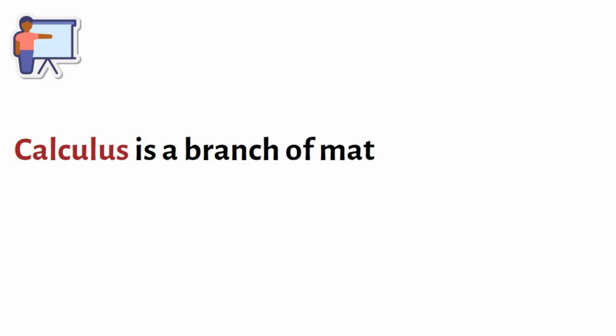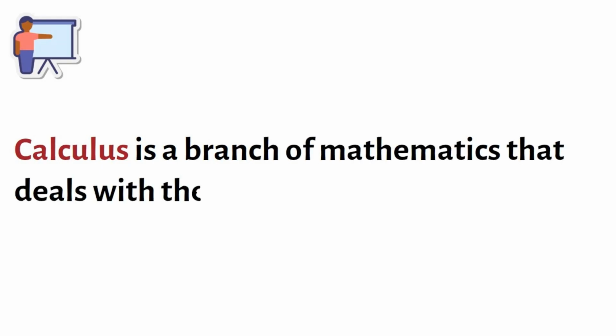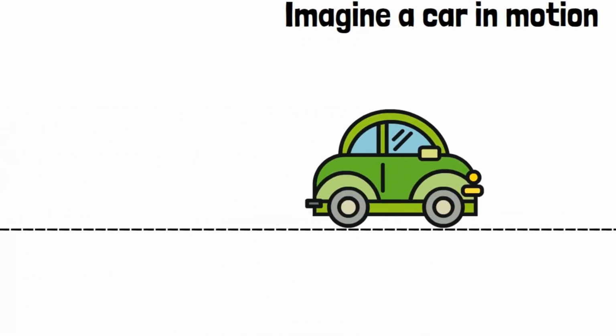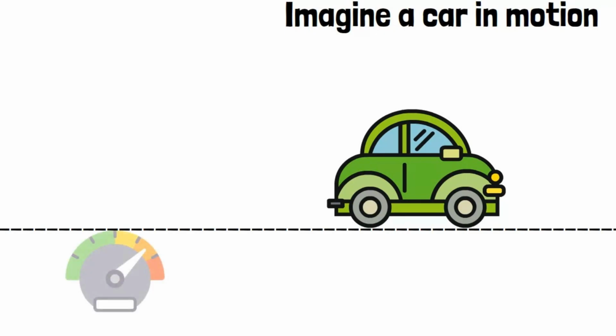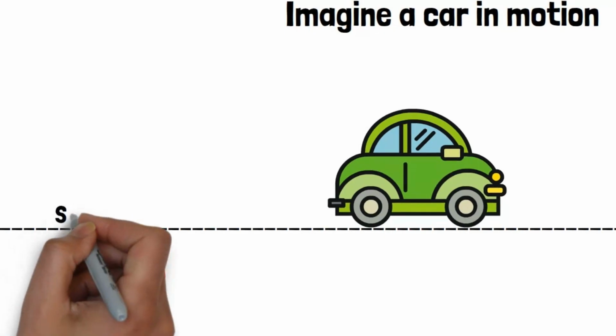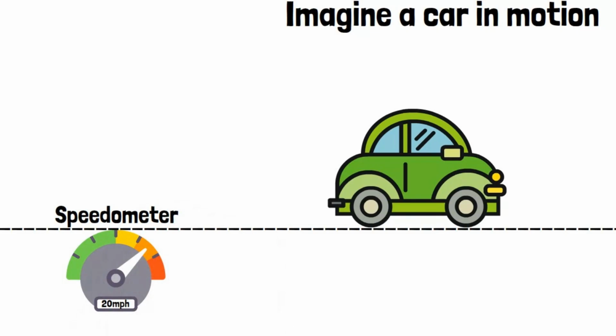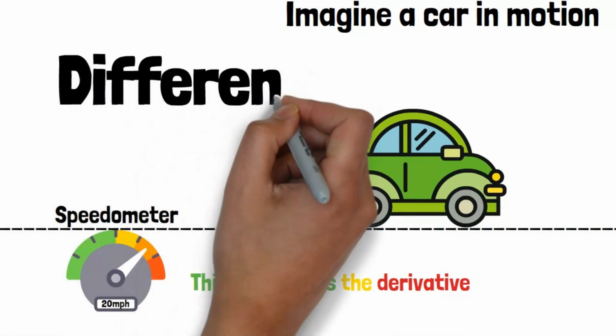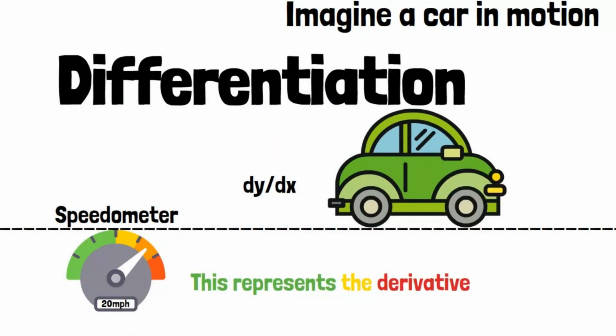Now, what is calculus? Calculus is basically a branch of mathematics that deals with the study of change and motion. Let's imagine a car in constant motion, traveling from a point A to a point B. Now we're interested in how fast that car is traveling. Bringing in the speedometer of a car, which actually shows us how fast that car is moving over time, this represents the derivative, dy/dx, bringing us into our topic for today, differentiation. Now let's get into it.